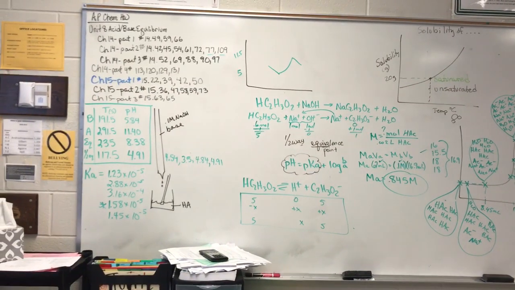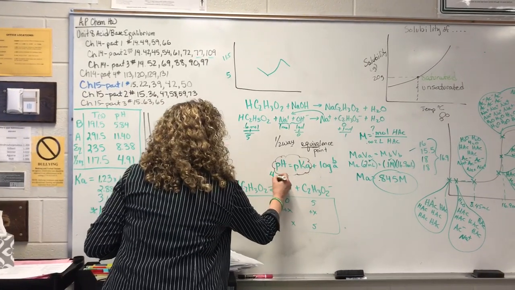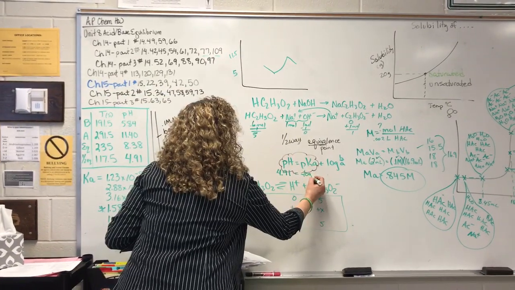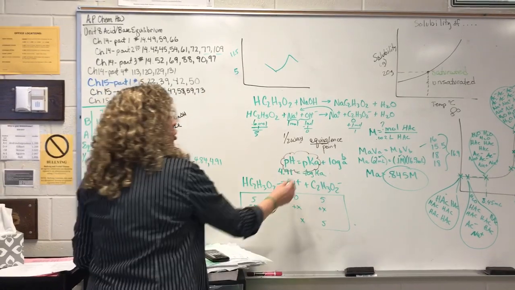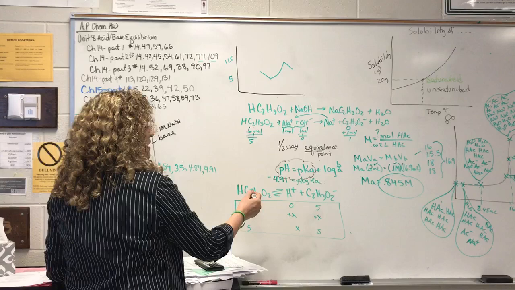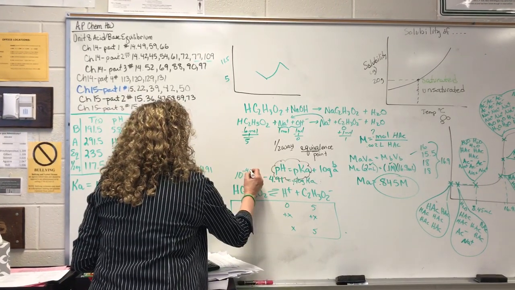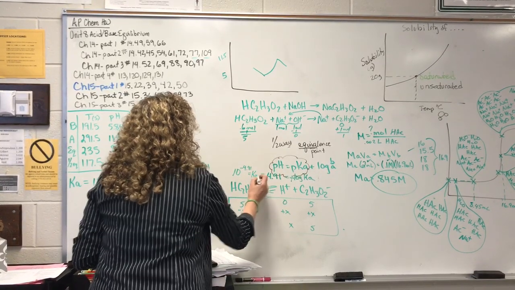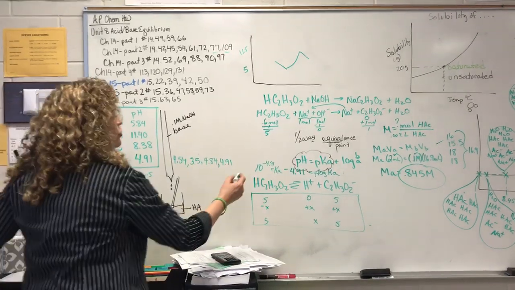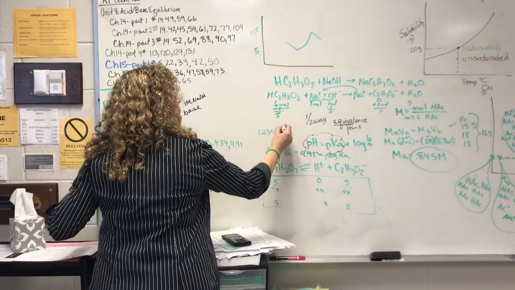And so, if we look at this data over here, oh, I need a pen. Okay, always what I need. You have 4.91 equals pKa, which is the negative log of Ka. So, multiply through by a negative, and then take the inverse log. So, 10 to the negative 4.91 equals Ka, which gives you a value of 1.23 times 10 to the negative 5.